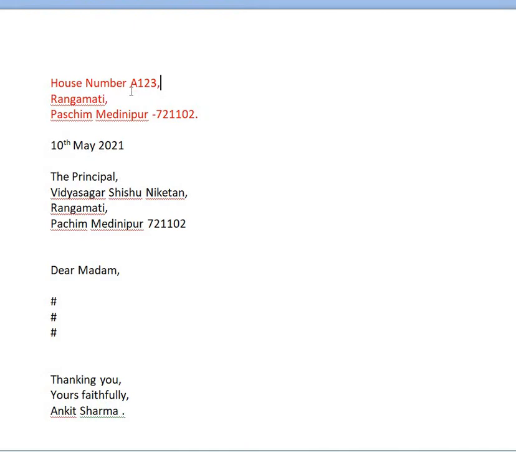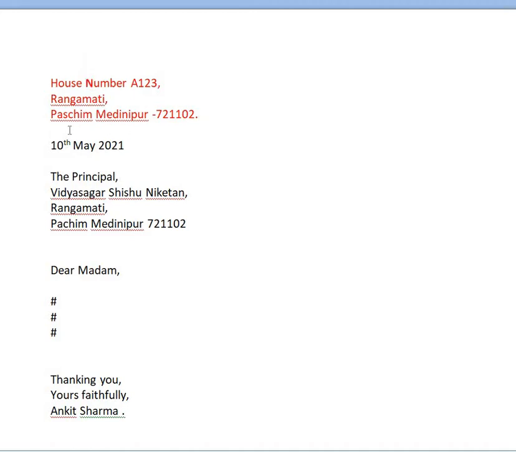House number and then place's name and then district's name and then the pin code, and this way we shall be giving a full stop. Now here you can see that when I am writing number, I have written N capital. So you have to remember that N will be capital. Then you are giving one line gap here.